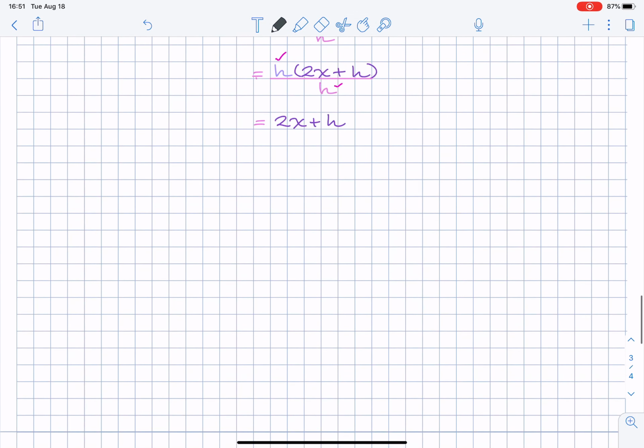Okay, let's do another example. So let's let, this is evaluating, right? Let's let f of x be the square root of x minus 5. So let's evaluate the following.